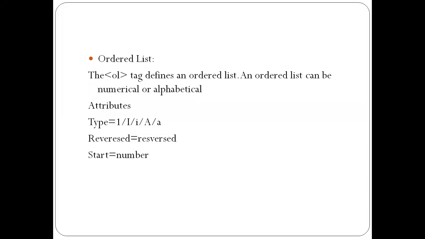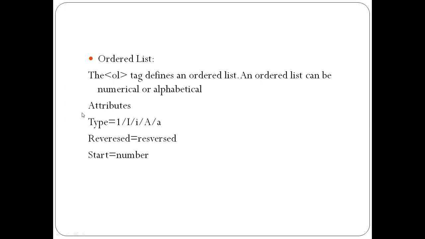Ordered list. What do you mean by ordered list? The OL tag defines an ordered list. Okay, if you want to start your list as number or alphabets, you have to use OL tag. So OL tag defines an ordered list. Ordered list can be numerical or alphabetical.